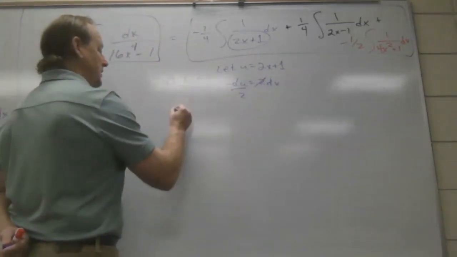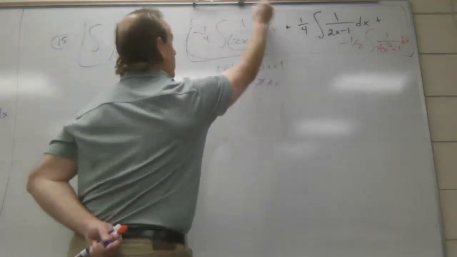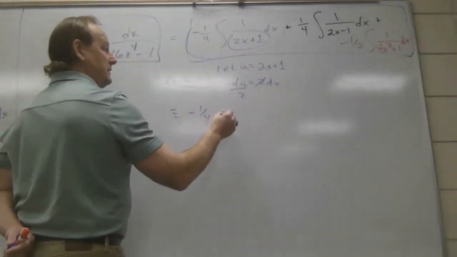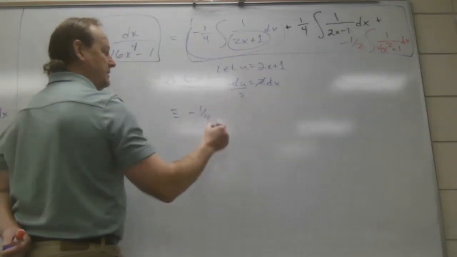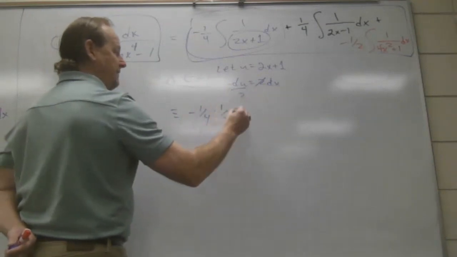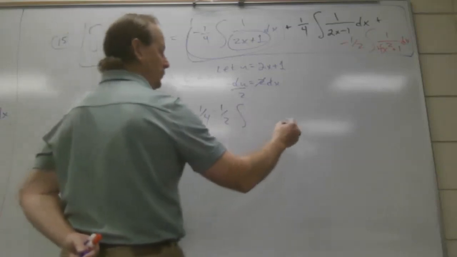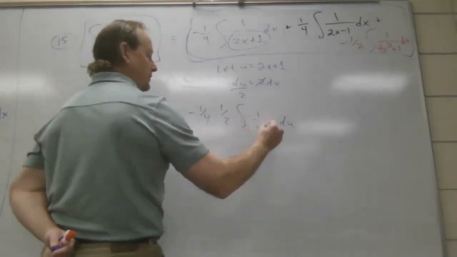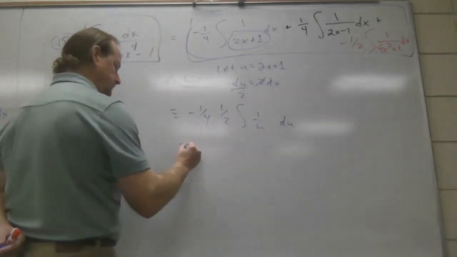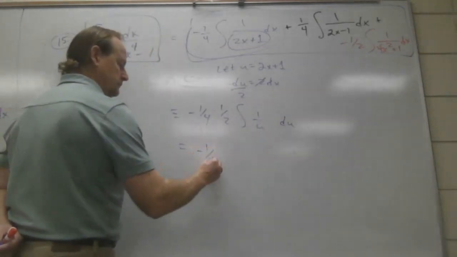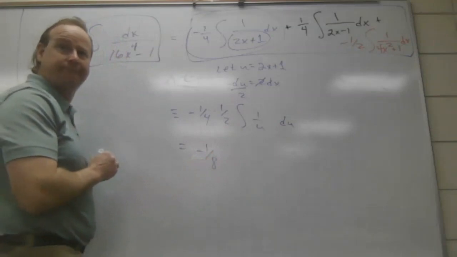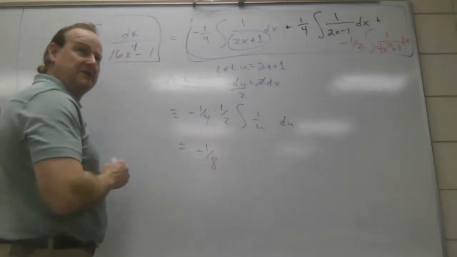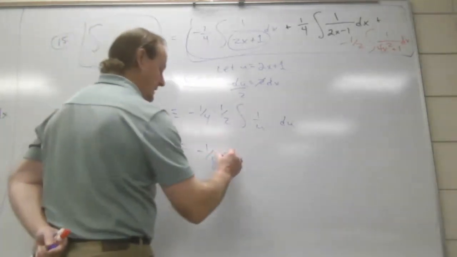right? So this ends up being equivalent to, once again, I'm doing all of the blue one. So this is equivalent to -1/4 times 1/2. So pull that 1/2 out front as well. And then I'm going to have du. And then it's 1 over u. What's the integral of 1 over u? Integral of 1 over u du. Natural log of the absolute value of u, right?